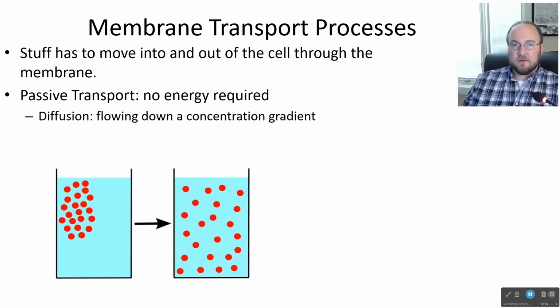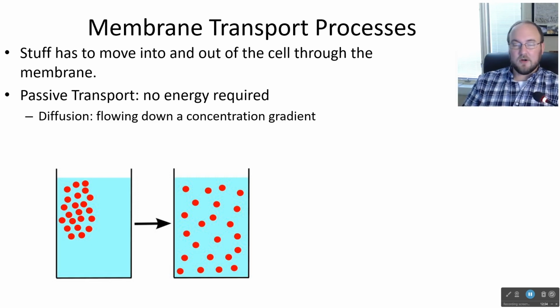Like if you take some food coloring, red food coloring particles, and you drop it in a cup of water, that's what this is supposed to be on the screen. Those particles will eventually spread out. You don't have to stir it or anything. If it's just sitting there still, the particles will still eventually spread out and reach equilibrium because of diffusion.